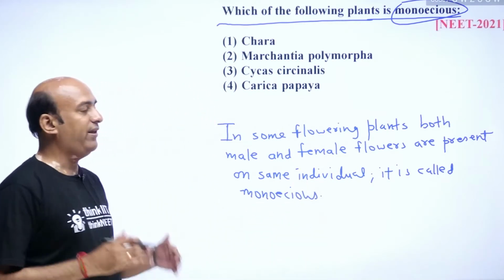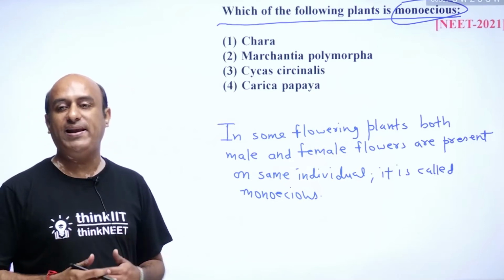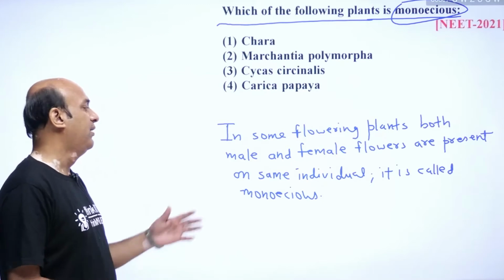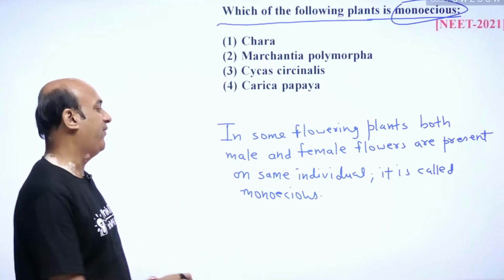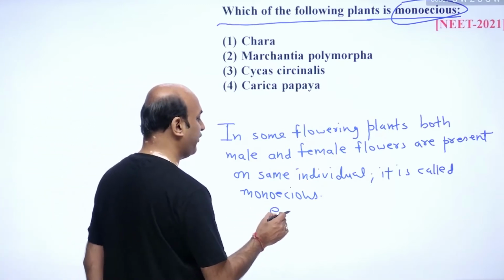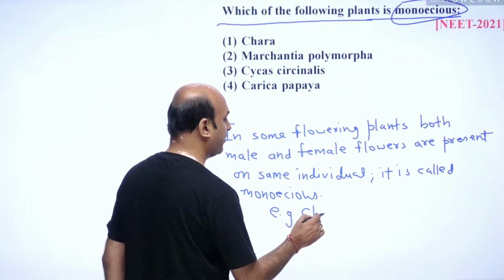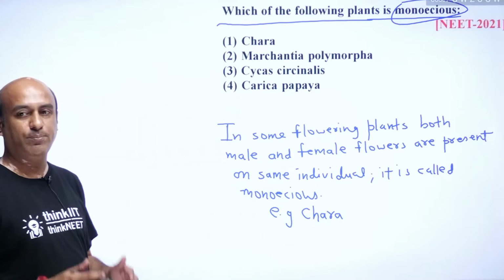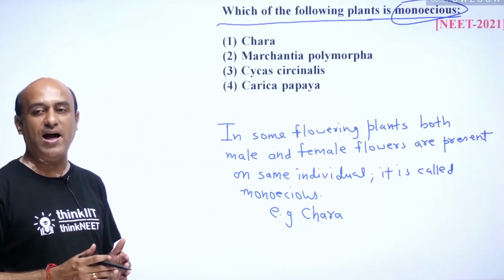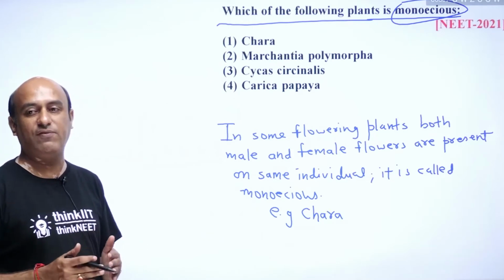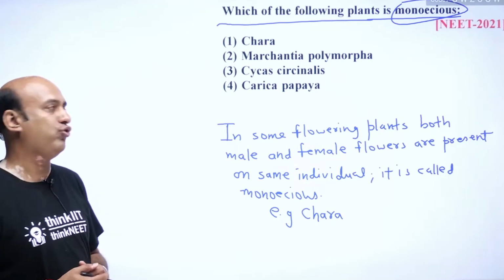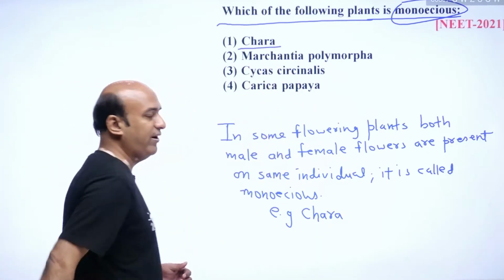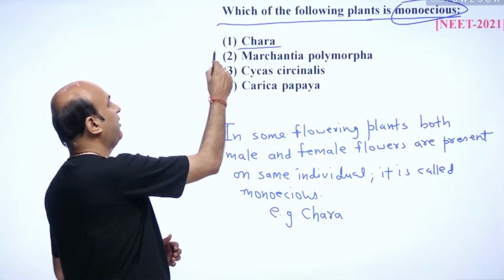We know that student, in some flowering plants, both male and female flowers are present on the same individual, then it is called monoecious. An example of the monoecious is Chara, which is a monoecious plant, because the plant of Chara has both male and female flowers on the same individual. So student, here the correct answer is option number 1, Chara. That is option number 1, correct answer.